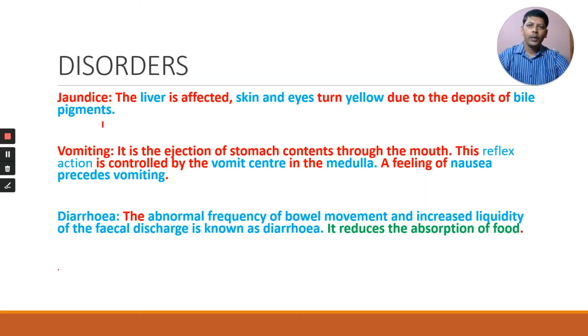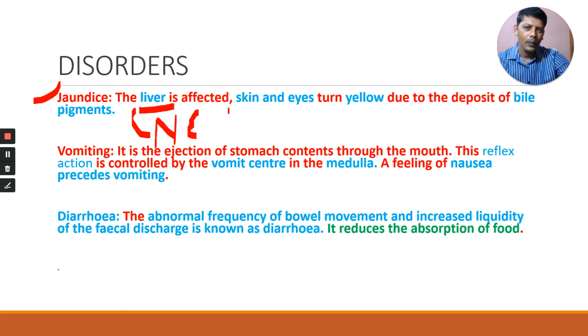Okay, we are going to learn some other disorders of different parts of the alimentary canal. First one, jaundice, a very important one. It is also called hepatitis. Itis means inflammation. Inflammation of the liver is called hepatitis, also called jaundice. Here the liver is affected. It was asked in a previous NEET exam.